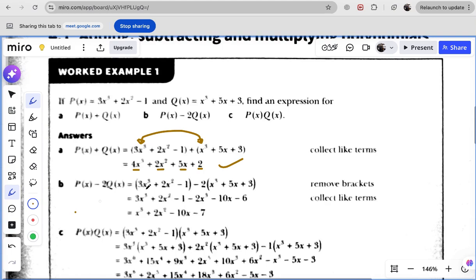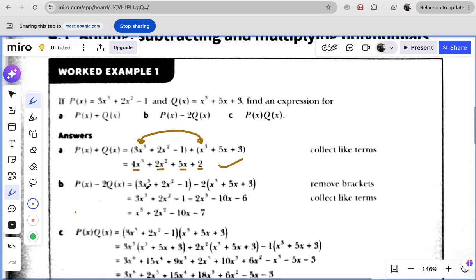Then you take 3x to the power of 3 times 3. That will give you 9x to the power of 3. And then we move to this one: 2x squared times x to the power of 3 gives you 2x to the power of 5. Then 2x squared times 5x will give us this 6x squared. Then we are done expanding using this to multiply everything inside this bracket.